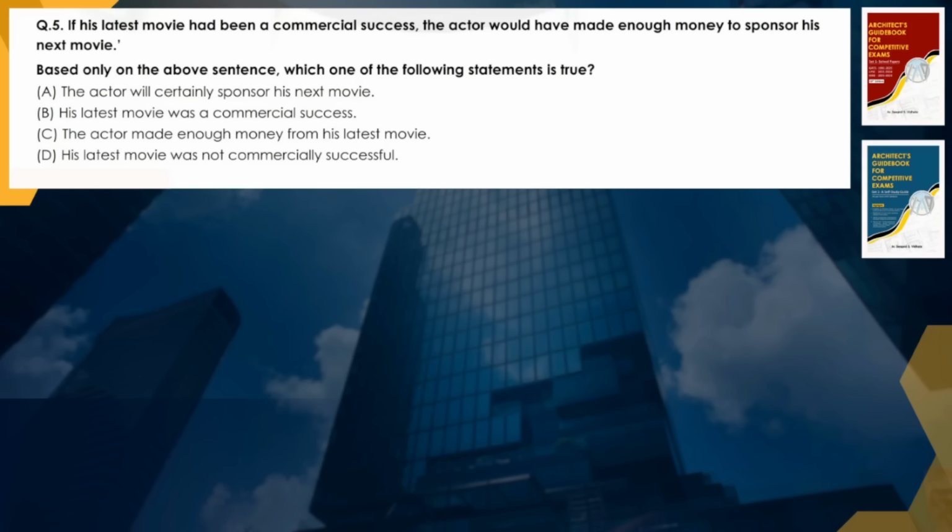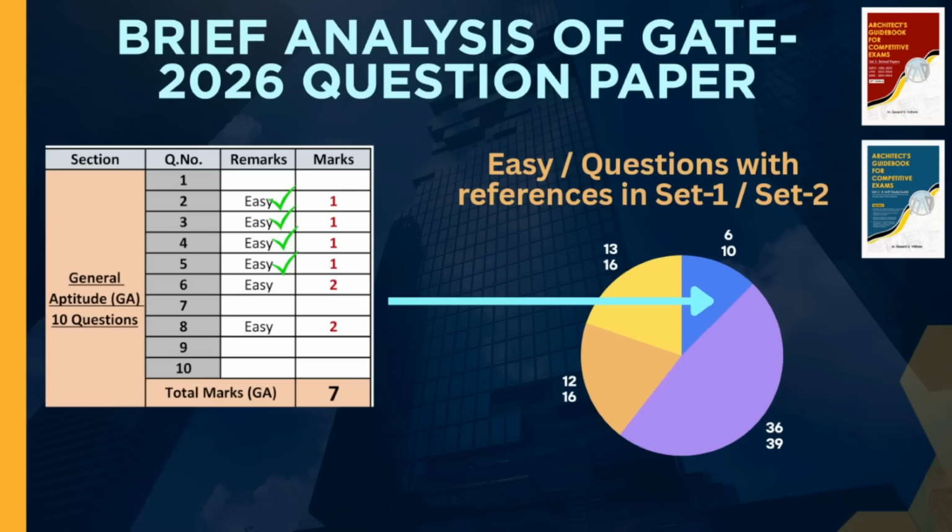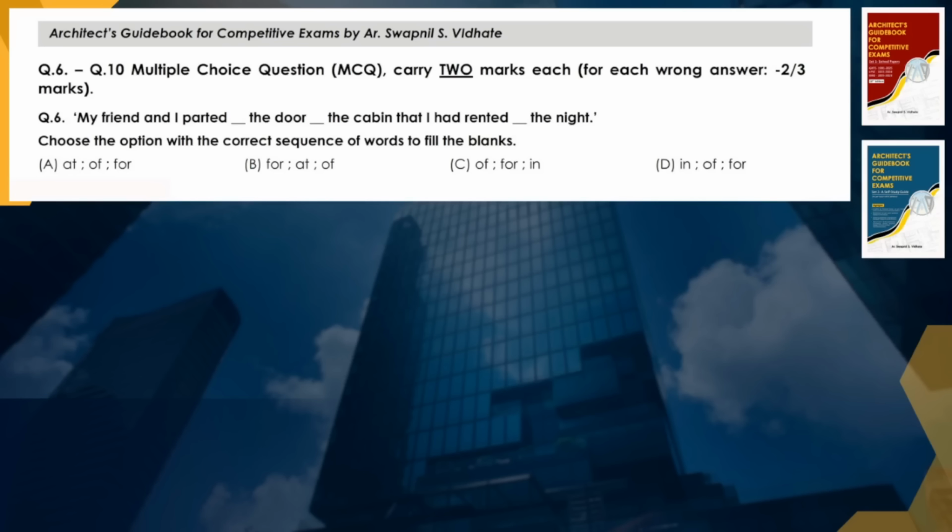Option D is surely the correct one, because the given statement starts with if. So it means that his latest movie was not commercially successful. So option D was the correct answer for this question, and this was very easy to answer. It was a 1 mark question, this was question 5. Questions 6 to 10 are again MCQ questions. All the 10 questions in the general aptitude section are MCQ type, carrying 1 mark or 2 marks each.